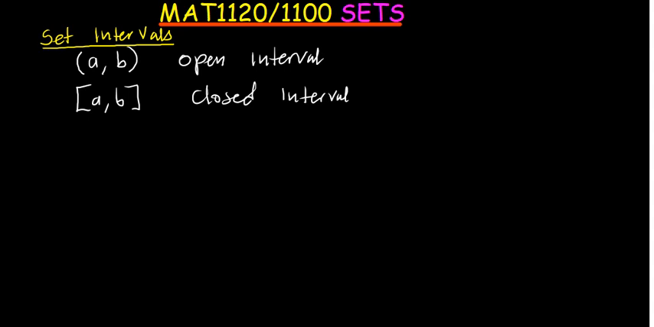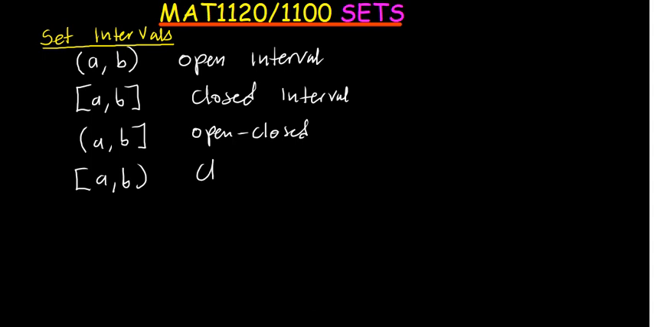And then we have first this one and then this one. Look at the way they've started. So we've started with the open and then closed. So this is called open closed intervals. And then we have this. This is called closed open.